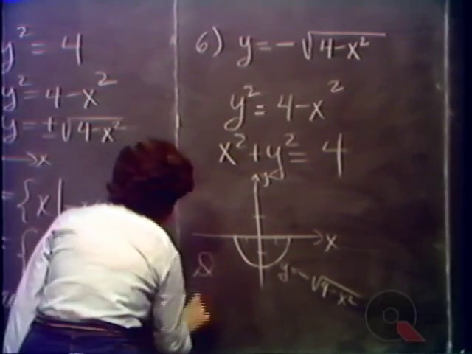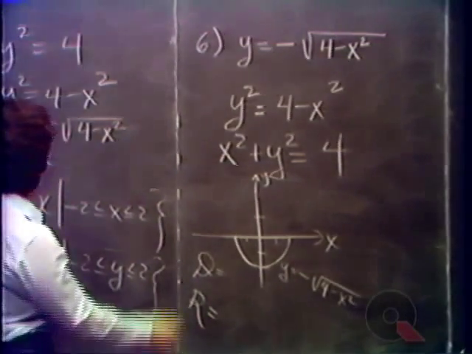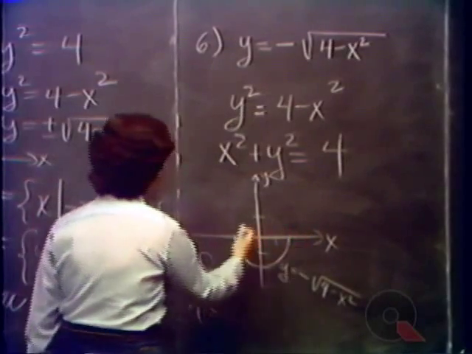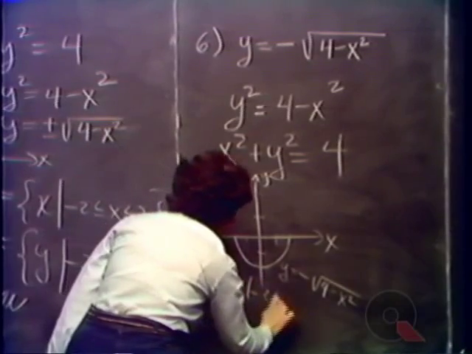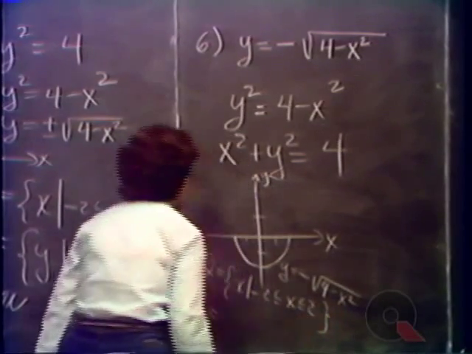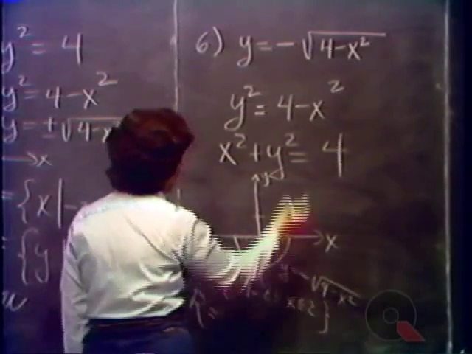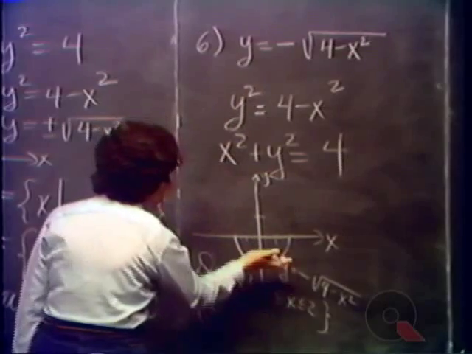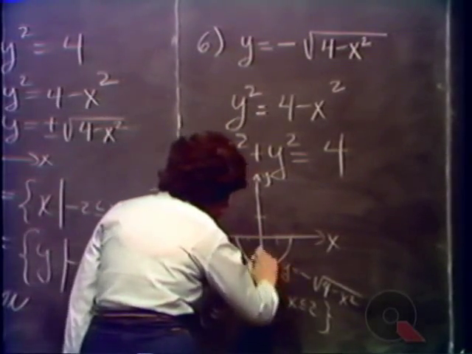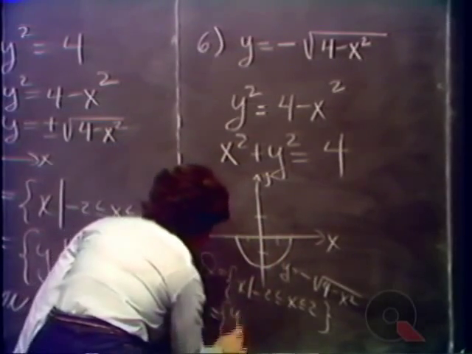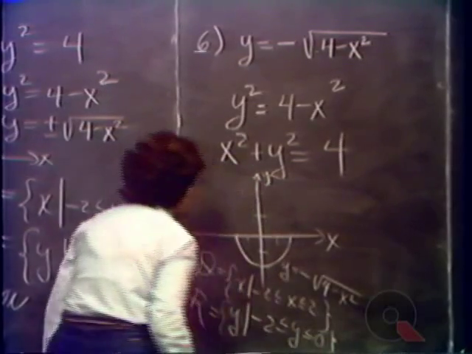The domain and the range. The domain, just like before, is the set of all x values between minus 2 and plus 2. The range, however, instead of going from minus 2 to plus 2 as well, y can never be positive. It only goes from minus 2 up till 0. What y values come out? Minus 2 up to 0. So all y values between minus 2 and 0.